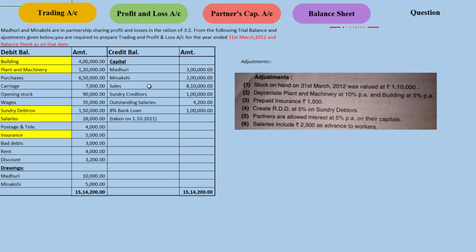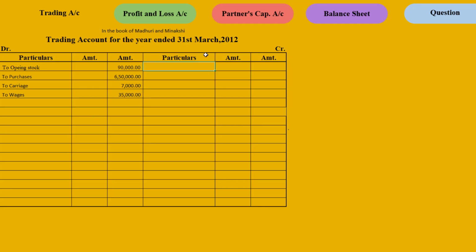Go back to the question. Sales 8,10,000 trading account. Start with by because we are recording in credit side. Outer column because there is no adjustment.